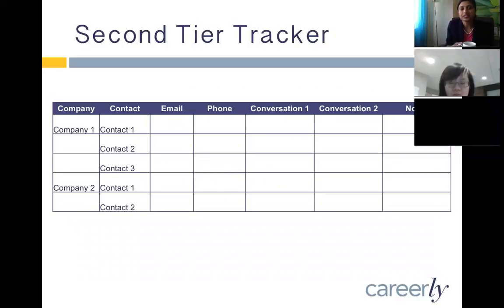And then the second tier tracker looks something like this, where, as you can see, it's about going company by company and your contacts, and then it's important to track your conversations, right? And put in your notes. It's a little bit more granular.